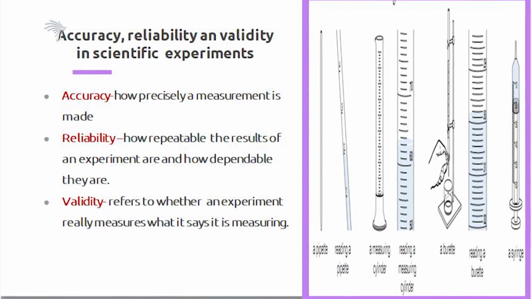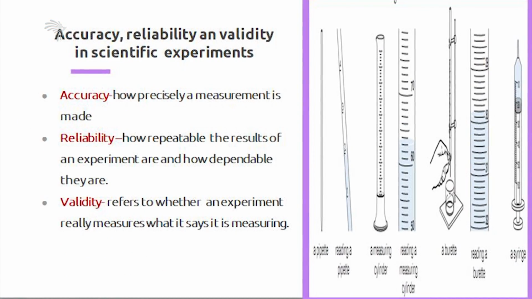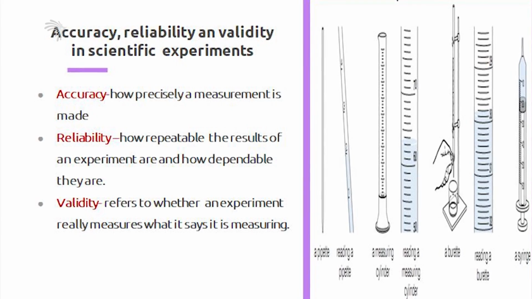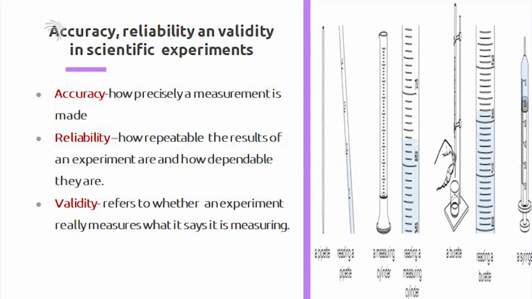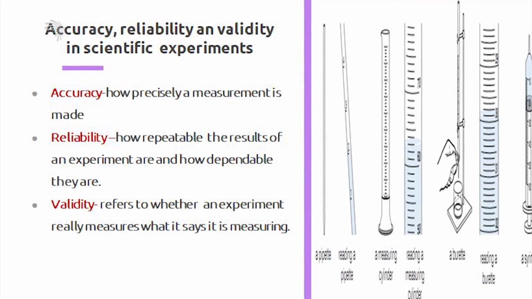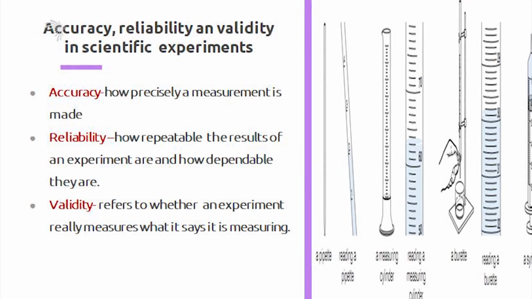So this is what we refer to as reliability. Repeatedly, if you test these foodstuffs, you get the same blue-black color. So this is what we call reliability. Validity is another variable that goes with experimental science.